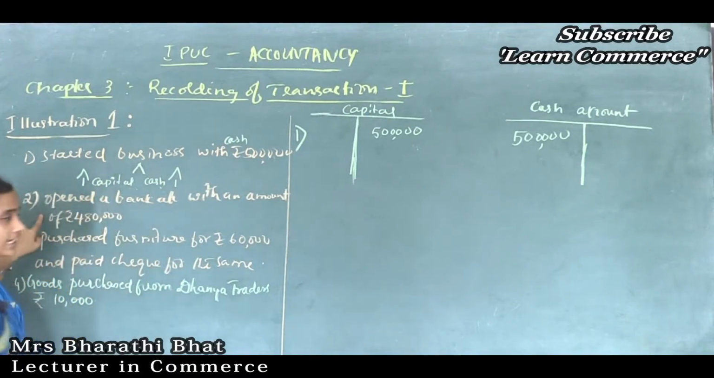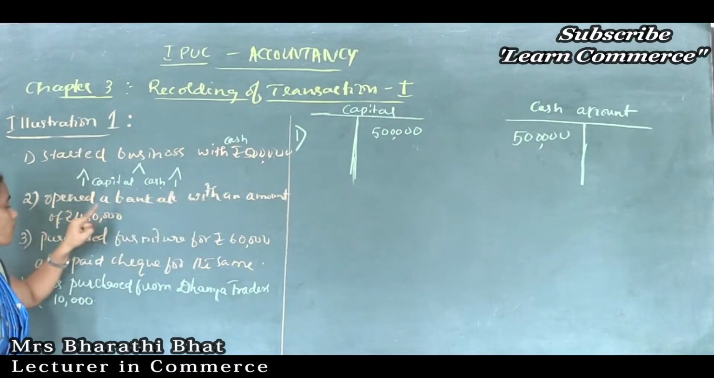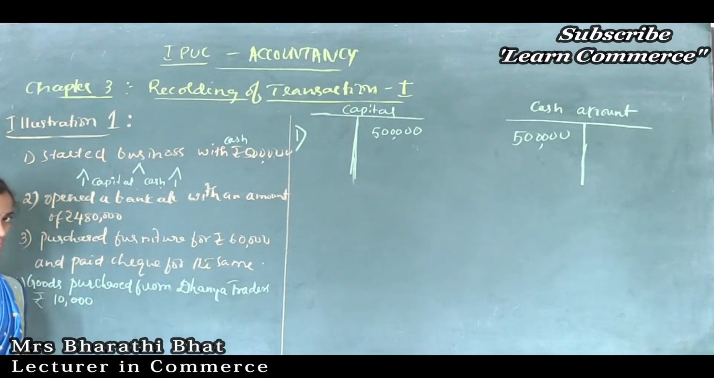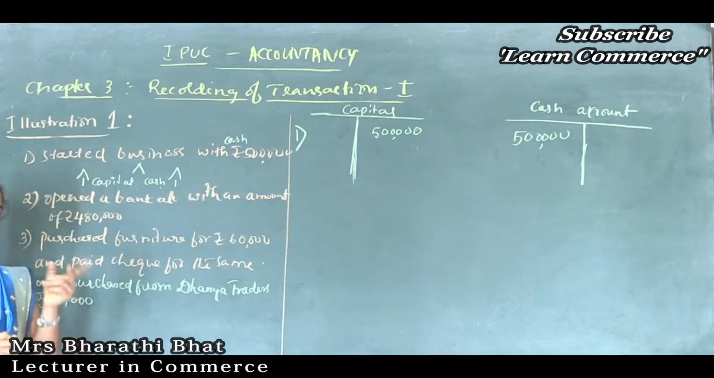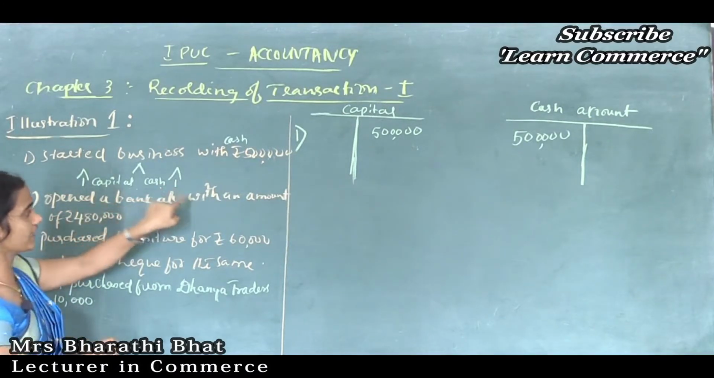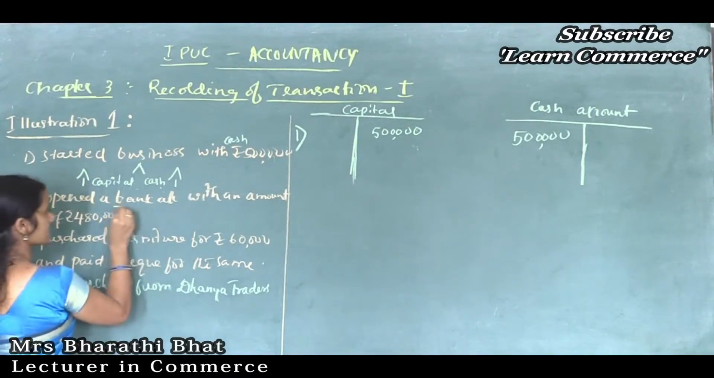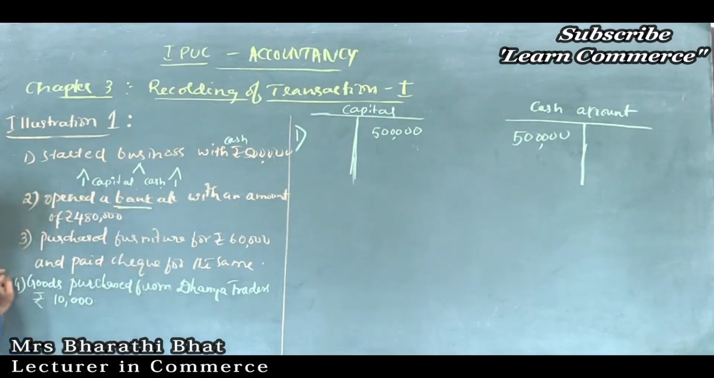Okay, and the second transaction is: opened a bank account with an amount of rupees 4,80,000. What we should do first is identify the two different accounts. What are the two accounts affected? Let's see. Opened a bank account with an amount of 4,80,000. One account affected here is bank.